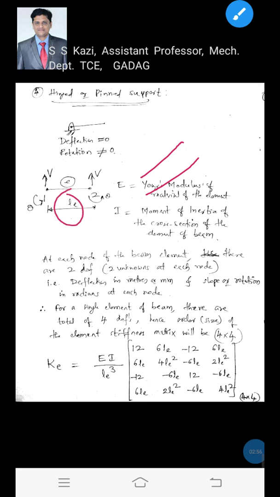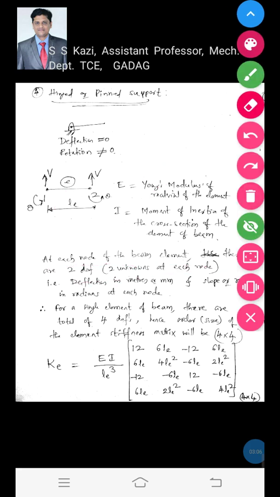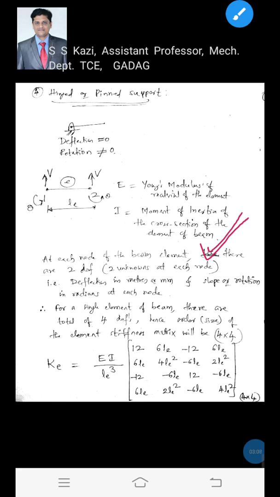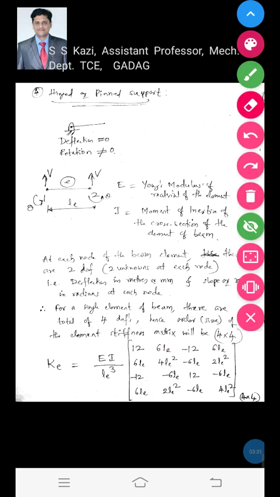Then we will discuss now what is the stiffness matrix for a beam element. At each node of the beam element there are 2 degrees of freedom, that is 2 unknowns at each node. Deflection in meters or mm and slope or rotation in radians at each node. Hence at each node there are 2 unknowns or 2 degrees of freedom. Then for a single element of a beam there are 2 nodes, therefore there are a total of 4 degrees of freedom. Hence the order or size of the element stiffness matrix will be 4 cross 4.